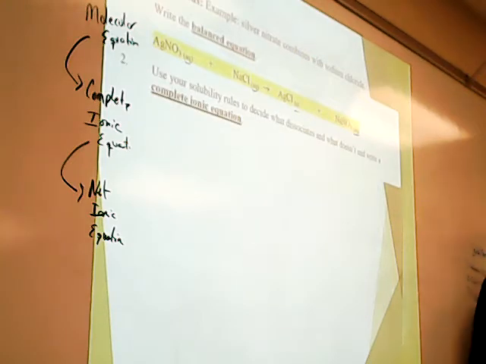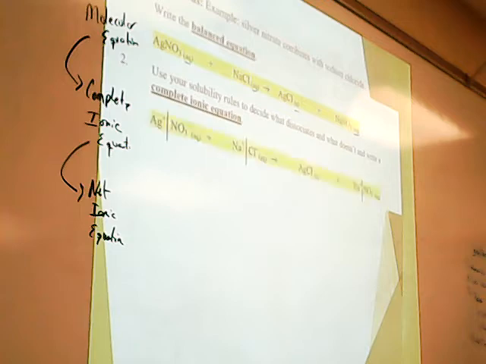Now use your solubility rules to decide what dissociates and what doesn't, and write a complete ionic equation. And here is that complete ionic equation. Don't freak out right away. I'll explain everything to you. What we're going to do, what happened in the beakers to all the aqueous stuff?